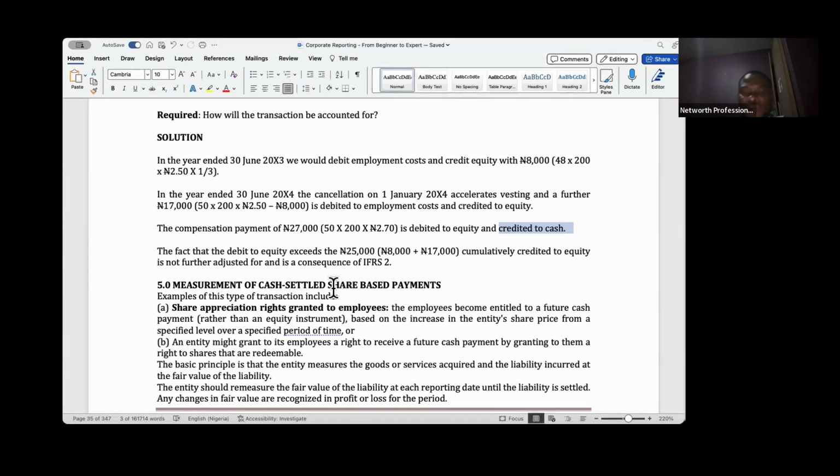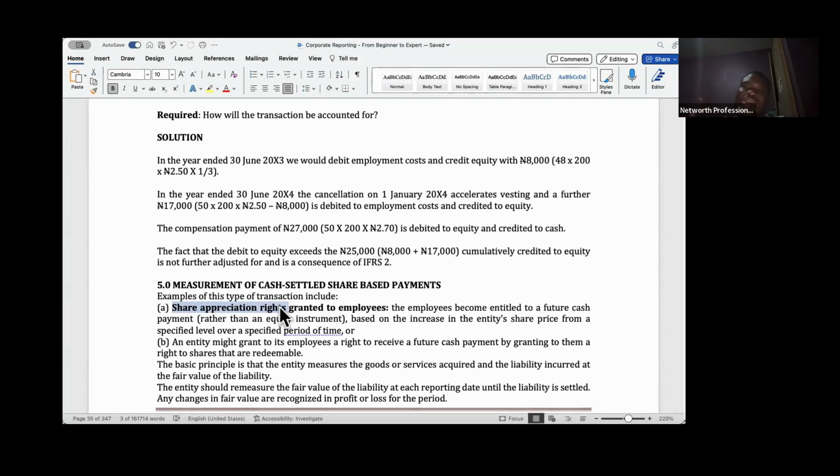And for cash settled, while we commonly call the instrument they issue for equity settled a share option, this one they call a share appreciation right. And they could call it some other names also, so whatever it is they call it. You don't really have to cram this one, because it's not like the examiner is going to ask you like that.